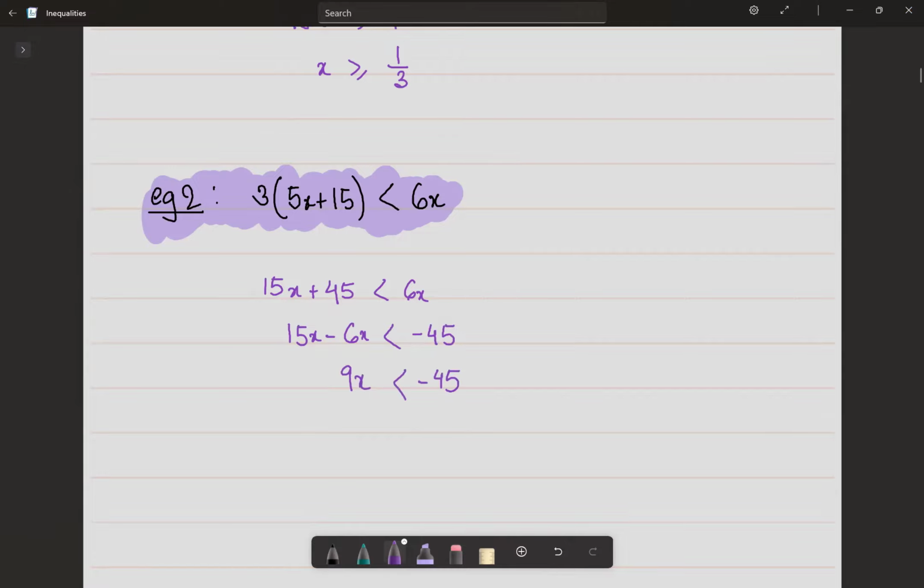Now the next step is dividing by 9. When we divide by 9, we see that we are not dividing with a negative number. Because we are not dividing with a negative number, our sign will not change. So we will write x is less than minus 45 divided by 9, which gives us minus 5.